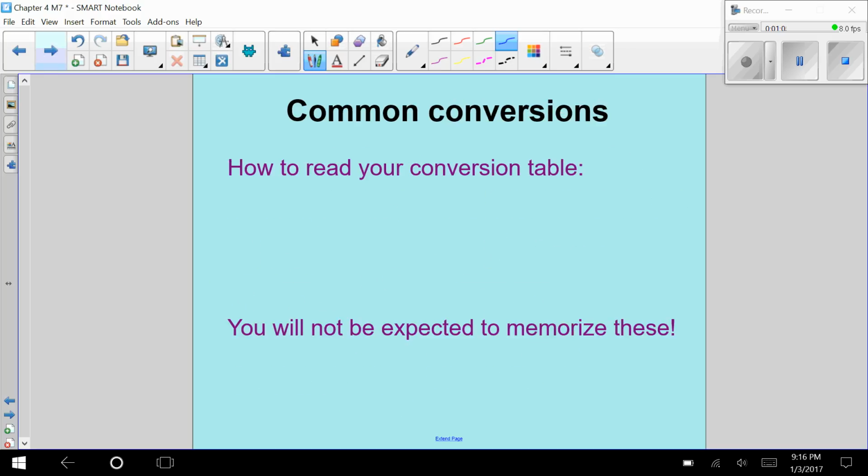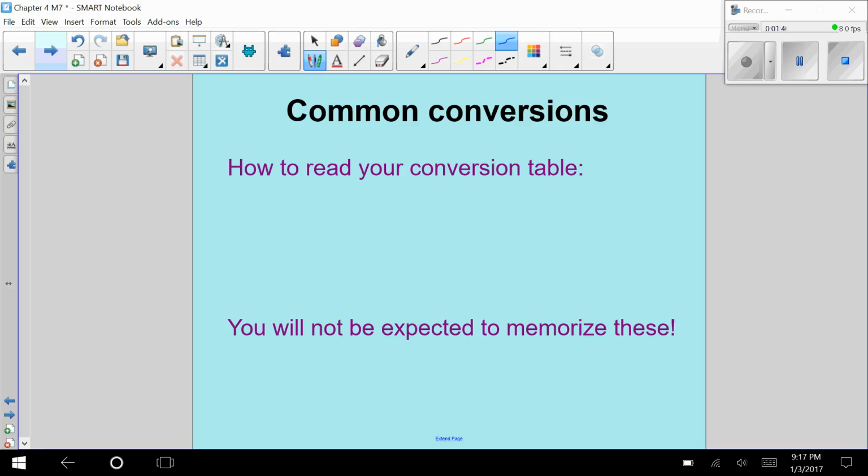To read your conversion table, you'll have to find the different sections, whether we're talking about length or volume or some other section, and then find a place where the two things you want to convert between line up. So if we're converting between meters and centimeters, find a place on your length table that has meters and centimeters right next to each other. Please also note that you will not be expected to memorize these. If you have problems like this on a test or a quiz, I will give you those conversions.